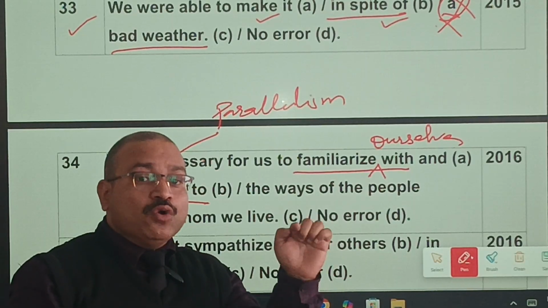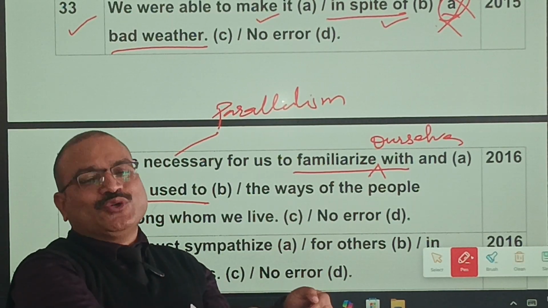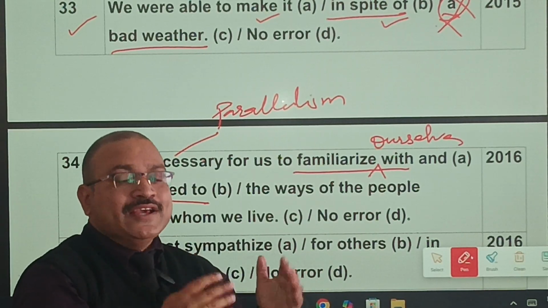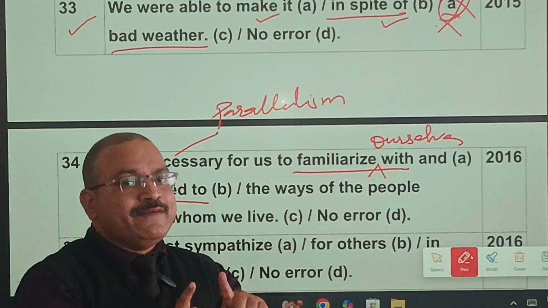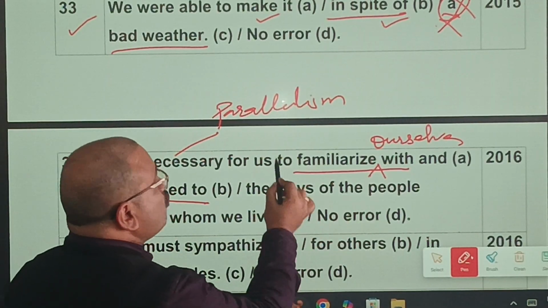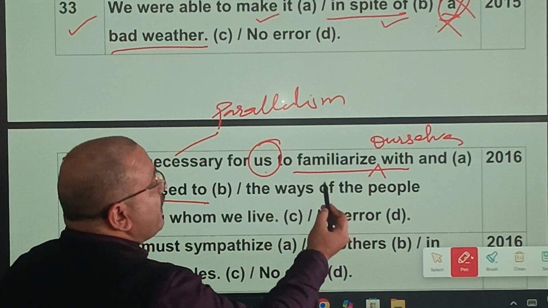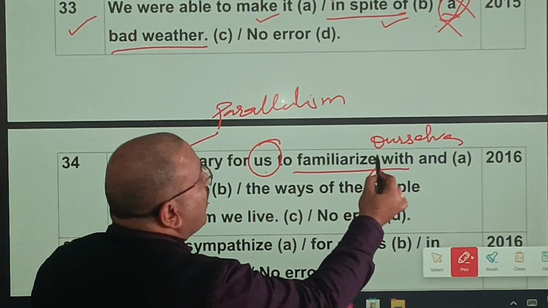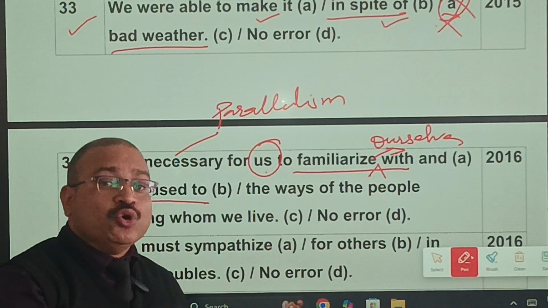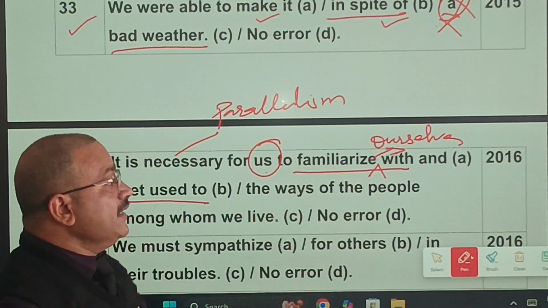Why? Because one who is the subject is the object also. He is enjoying and he is being enjoyed. So subject and object are the same person. Here also it is necessary for us to familiarize. Who is getting familiarized? They themselves only. That is why these types of verbs are followed by what? Reflexive pronouns. Enjoy himself, familiarize ourselves. This is the error.